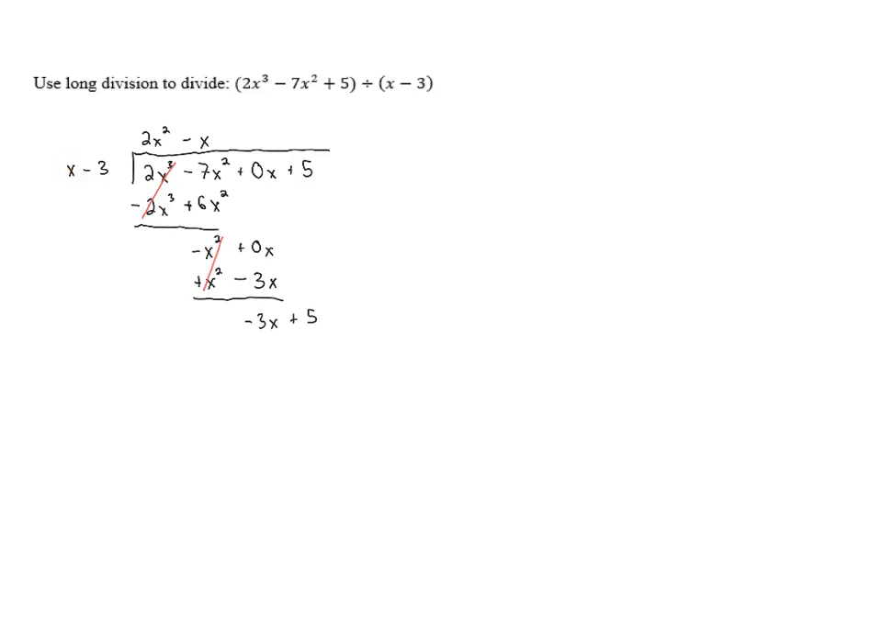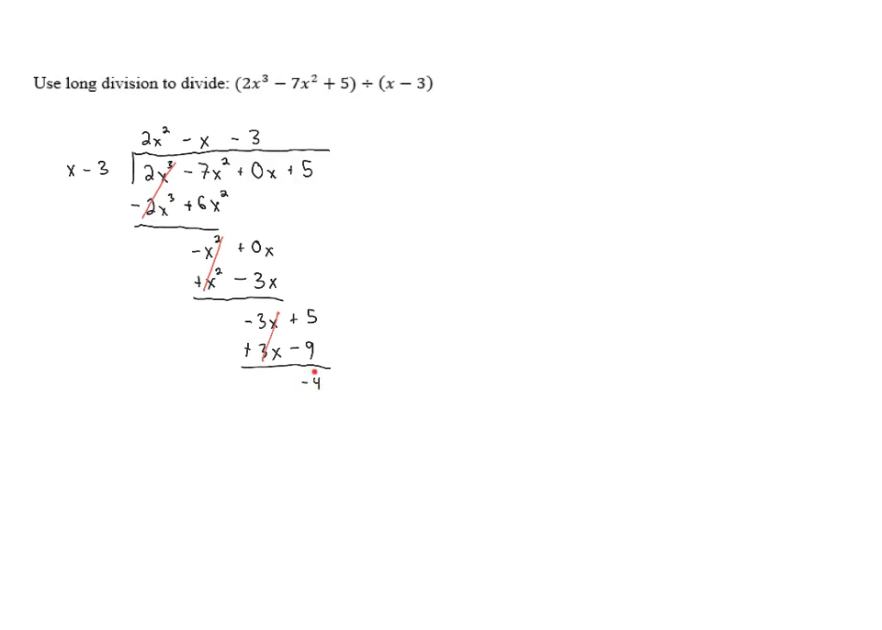X needs to get multiplied by negative 3 to become negative 3x. So we put a negative 3 up here. Then we multiply. Negative 3 times x is negative 3x. Negative 3 times negative 3 is positive 9. But because we're subtracting, we need to change the signs. So this becomes positive 3x and negative 9. When we combine like terms, the first pair cancels. And then 5 minus 9 is negative 4.